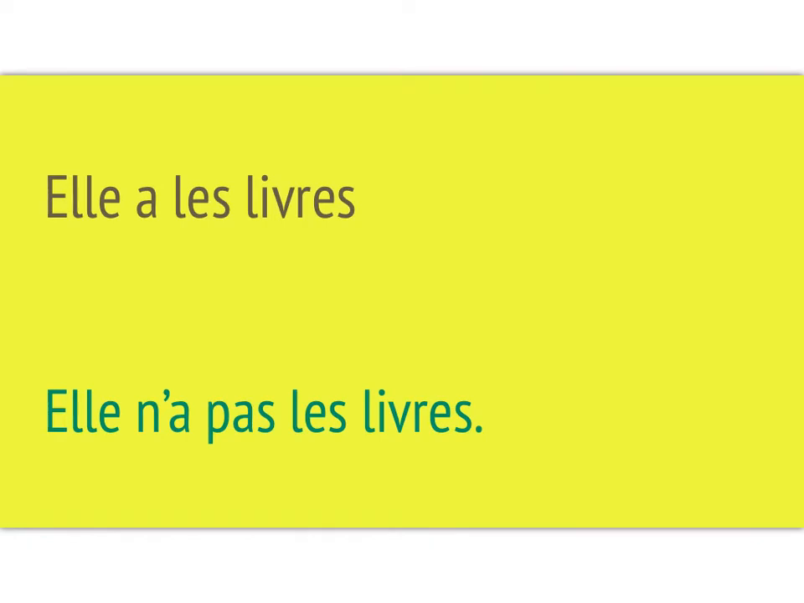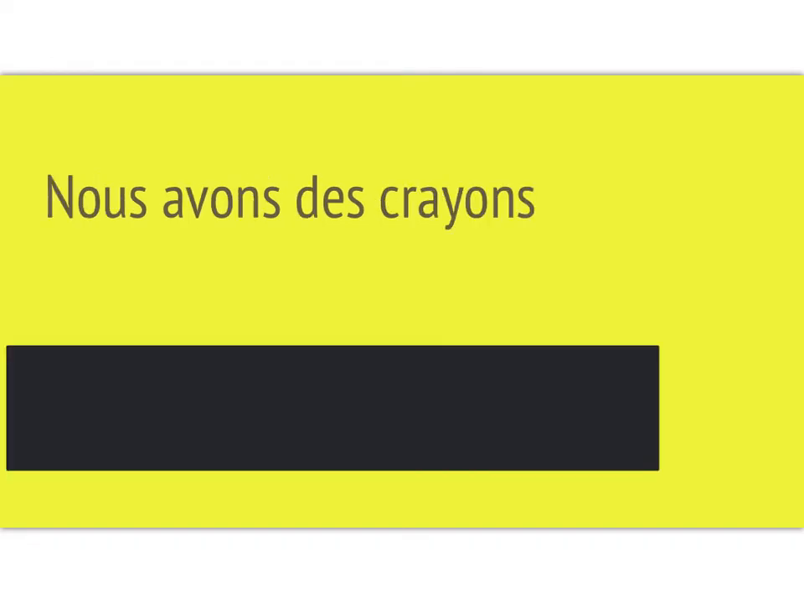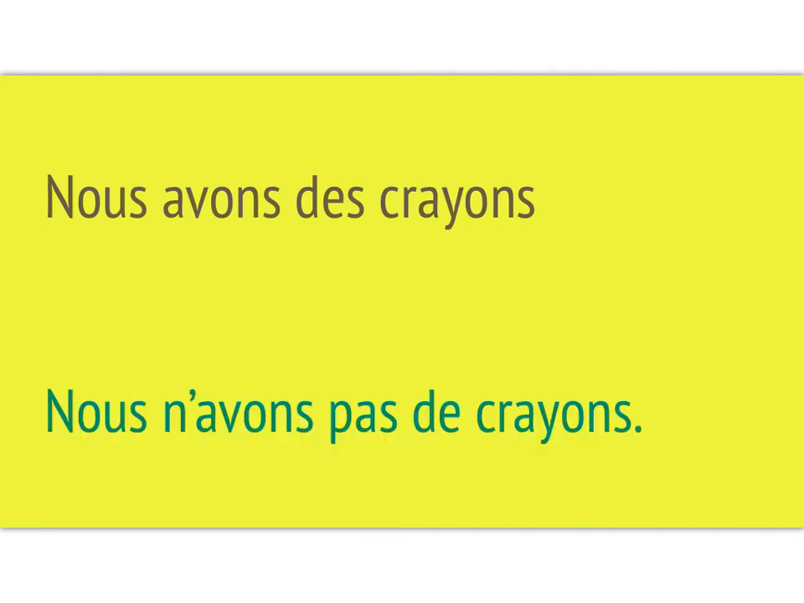The answer is "elle n'a pas les livres," because again, remember that les is not part of that rule. We can have les in a negative sentence. Next one. "Nous avons des crayons." "Nous n'avons pas de crayons." Remember, we can't have des in a negative sentence. So that means it has to turn into de.